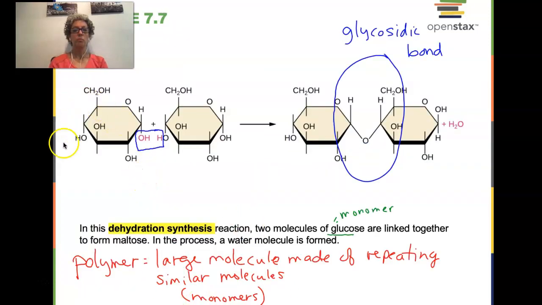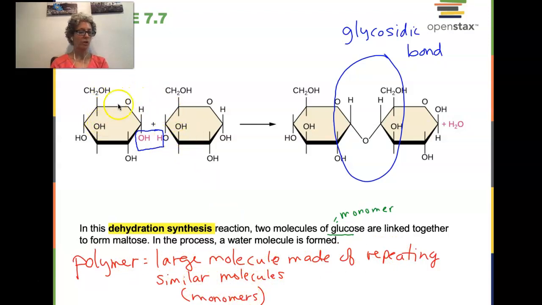The way we are going to build our organic molecules is primarily through a process called dehydration synthesis. Now, it's called that because water is produced as a byproduct. We don't literally suck water out. We don't dehydrate it, but we remove water from between 2 molecules to build a bigger molecule. So glucose in this case is the monomer, the single unit. We're going to build a polymer, multiple units, made of repeating similar molecules called the monomers.